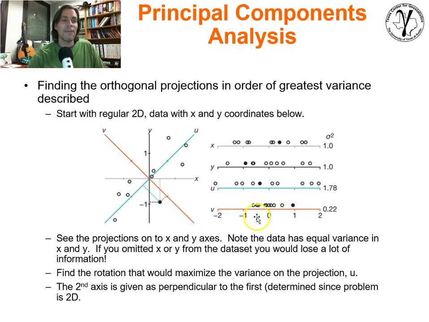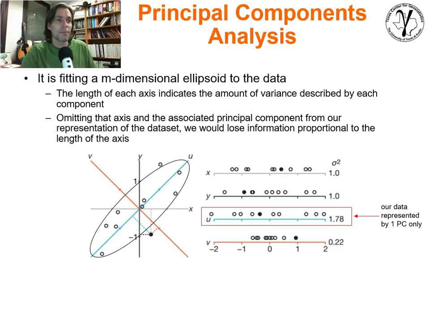And you can see now that, in fact, this is like a rotation. It's like we're applying a rotation within the data set, and we're doing it to maximize the variance in the first direction. And so now, if you think about it, it's like we're fitting an m-dimensional ellipsoid to the data. The length of each axis of the ellipse is going to be the amount of variance described by each component. So we have a lot of variance described here, not as much variance described in this direction. And so we could at any time decide to just omit one of the axes.